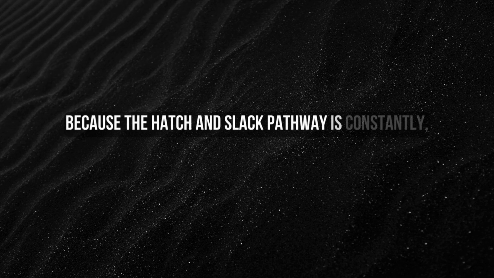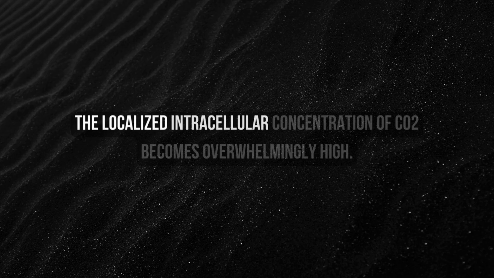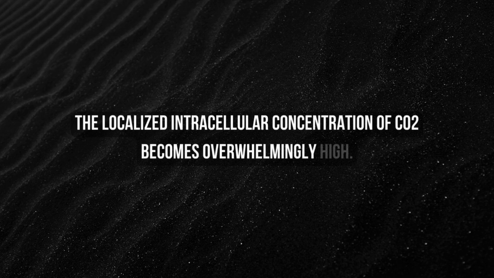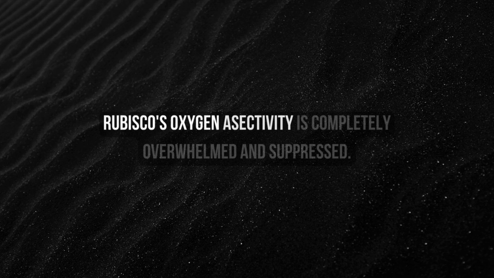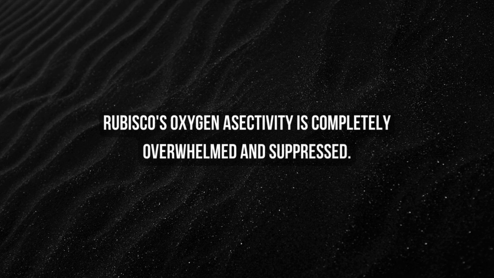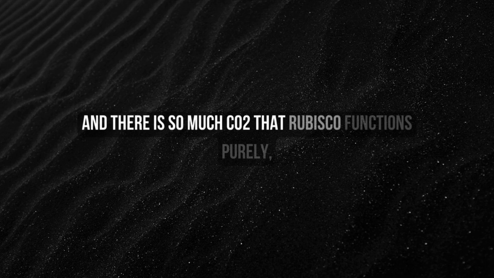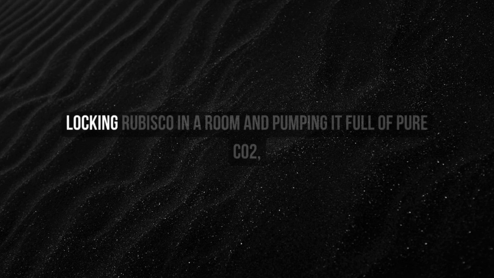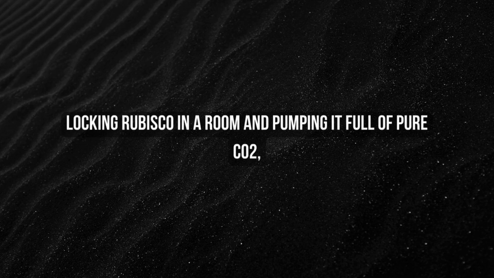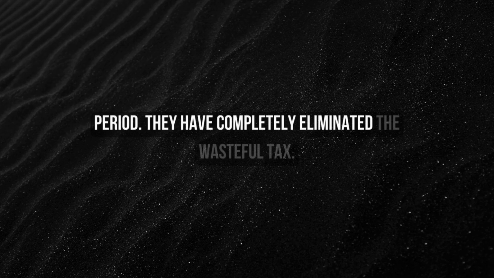But the conditions have been artificially altered. Because the Hatch and Slack pathway is constantly, relentlessly pumping CO2 into the sealed bunker, the localized intracellular concentration of CO2 becomes overwhelmingly high. And because it is absolutely flooded with CO2, RuBisCO's oxygenase activity is completely overwhelmed and suppressed. The competitive binding is rigged. No oxygen can get in, and there's so much CO2 that RuBisCO functions purely, 100% of the time, as a carboxylase. Precisely. By locking RuBisCO in a room and pumping it full of pure CO2, C4 plants ensure that photorespiration simply does not occur. Period. They have completely eliminated the wasteful tax.